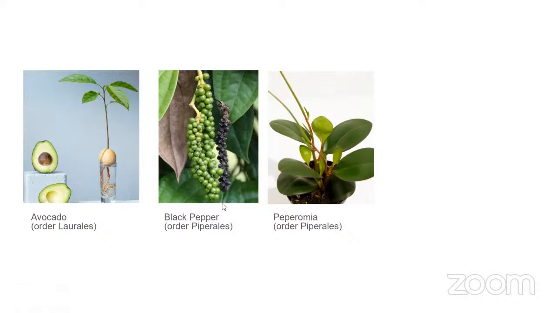Black pepper is also in this group. So that's the order Piperales. So black pepper is actually sort of a group of berries that is first green and then they are also red, and then the form that we eat is basically dried and ground up. I think it might even be a little fermented. I did look up the way you make black pepper, but I forget. So that's in this group.